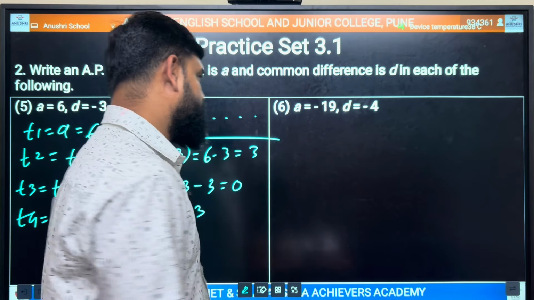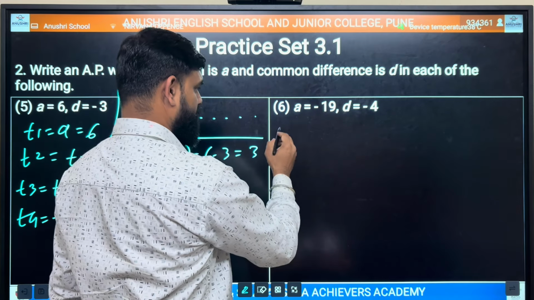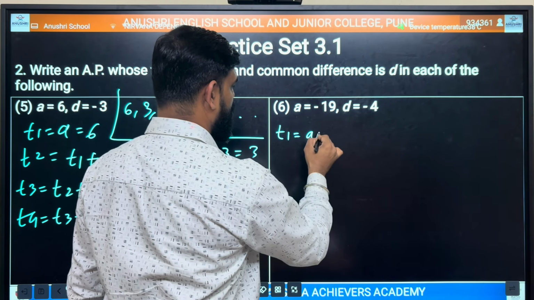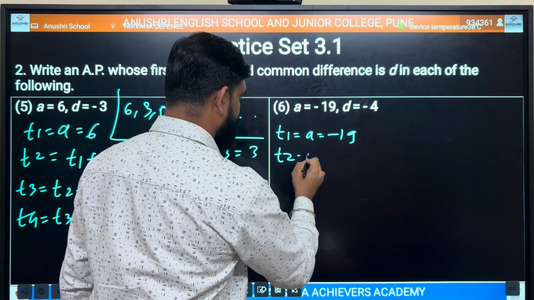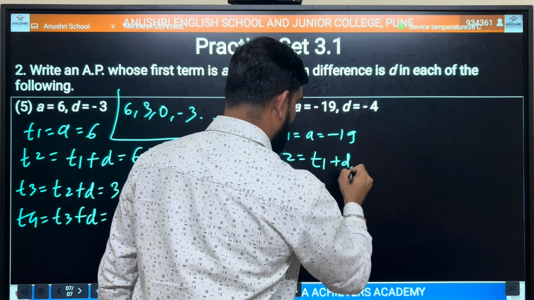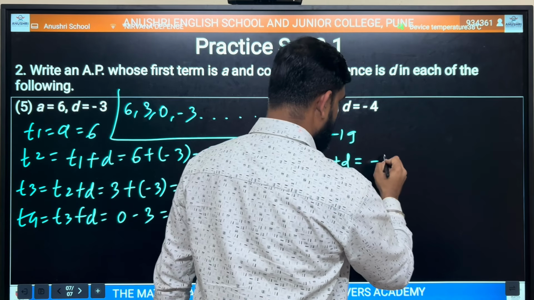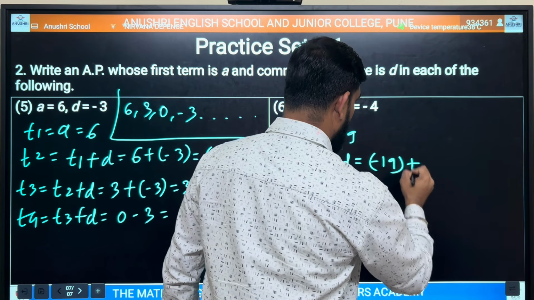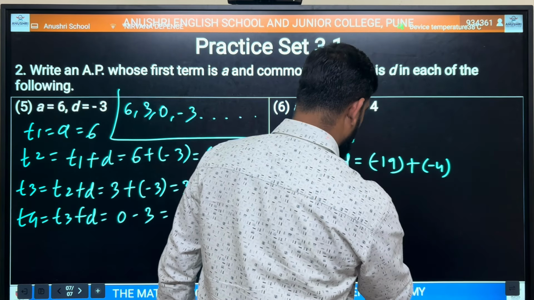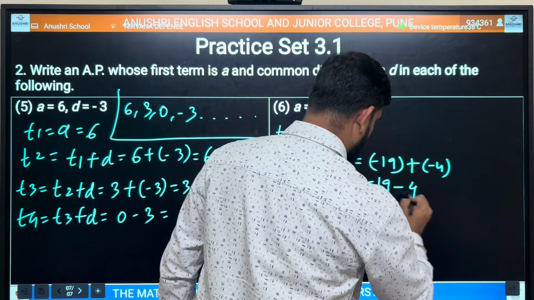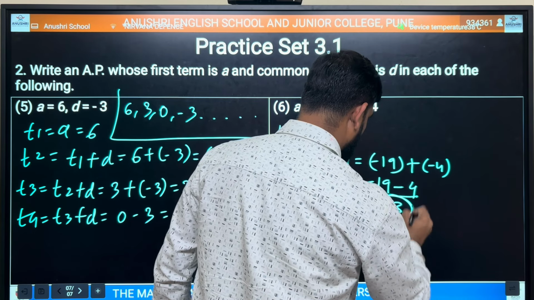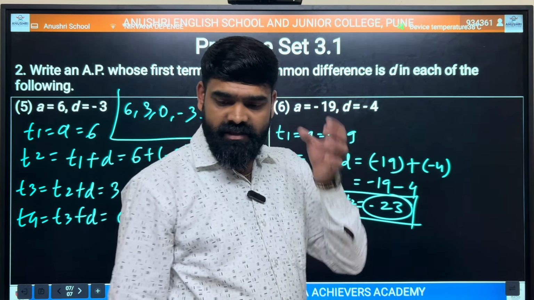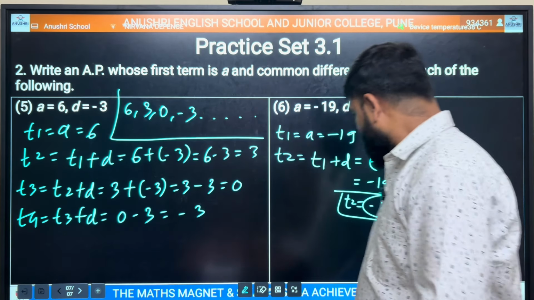And the last question, in the last question we have T1 is equal to A is equal to minus 19, T2 is equal to T1 plus D. T1 is minus 19 plus this minus 4. So minus 19 minus 4 will be minus 23. So the term 2 is minus 23.